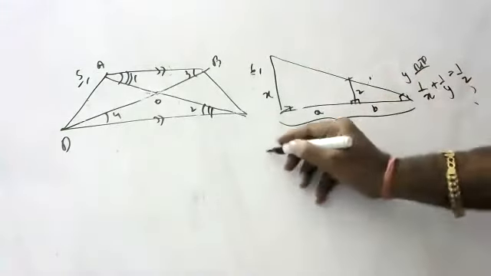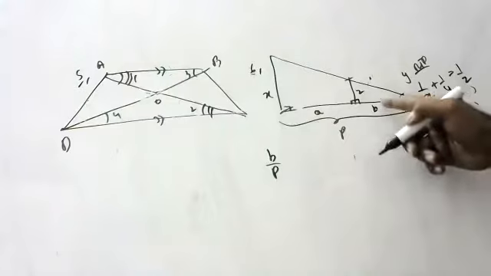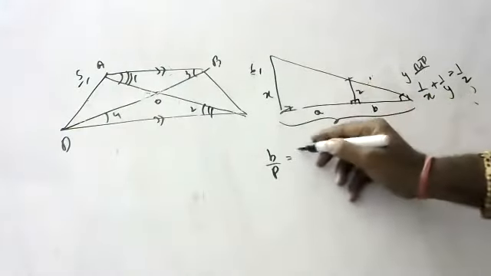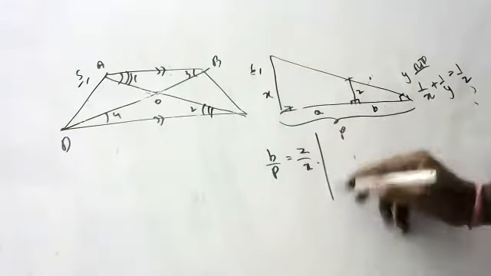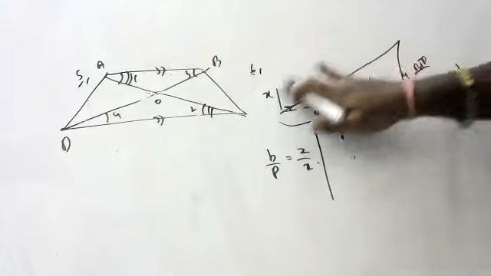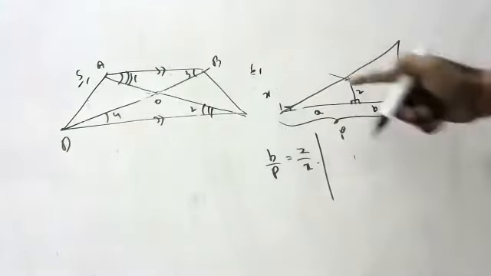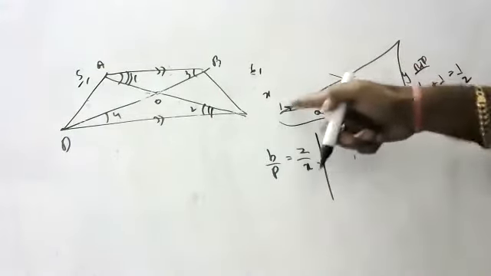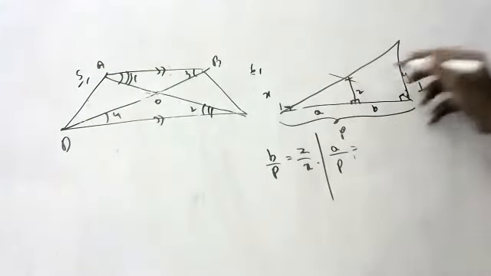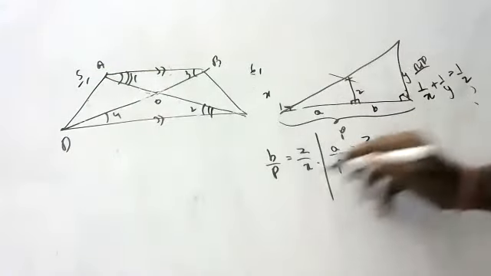So what can we write? B by P is equal to Z by X. Now, for some time, forget this triangle. The small triangle is similar to this big triangle. What can we write? A by P is equal to Z by Y.